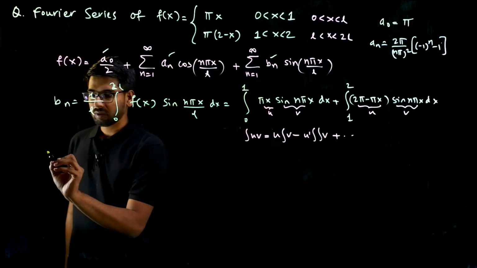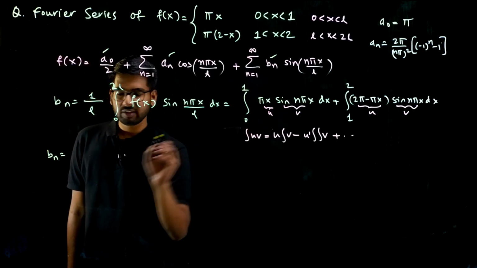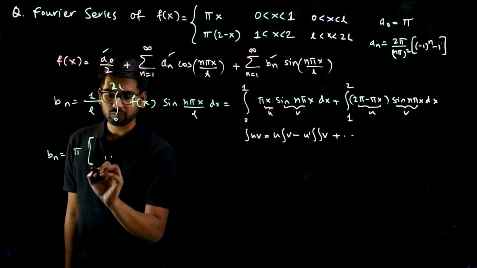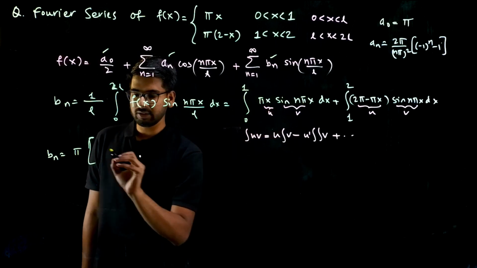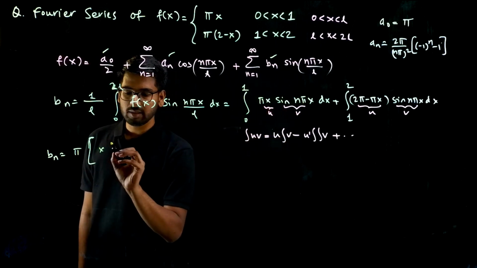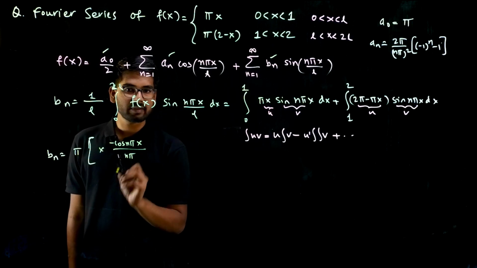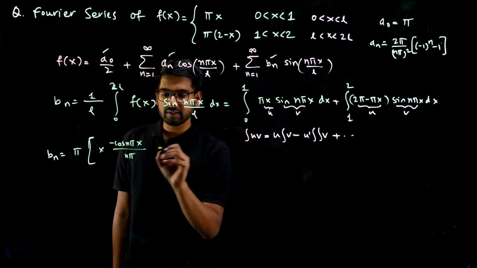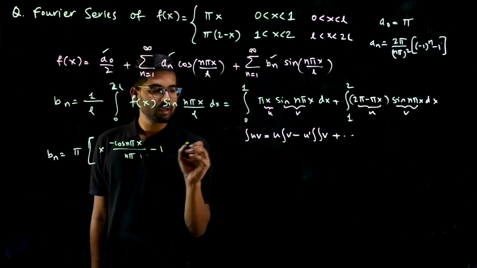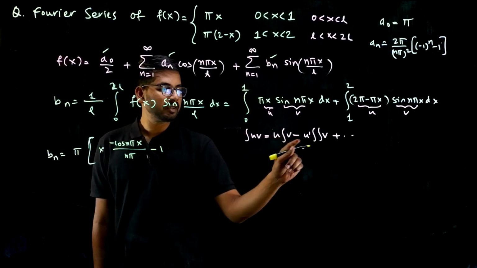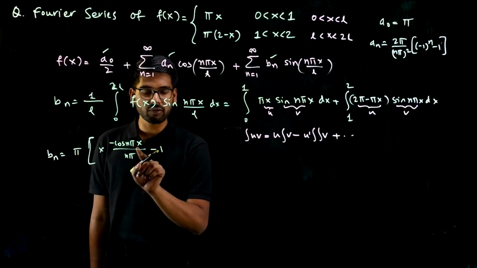So what will you get? Bn is equal to, this pi I will take outside, u into the integration of v, that is x into the integration of sin n pi x, which is minus cos n pi x by n pi, the coefficient of x is in the denominator, minus u dash, the differentiation of x is 1, into the integration of cos n pi x.